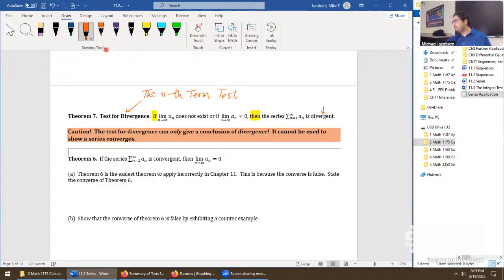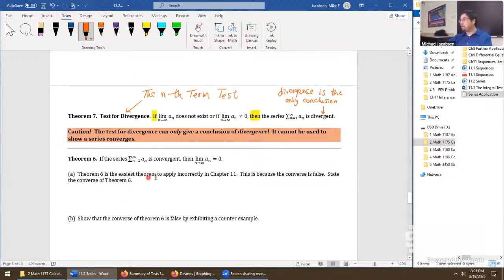And divergence is the only conclusion. Really just duplicating what the contrapositive is saying right up above here.